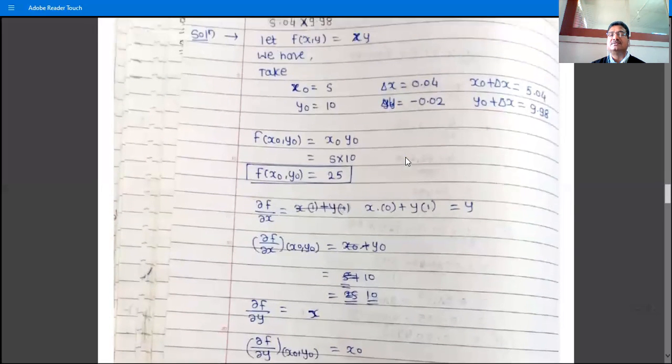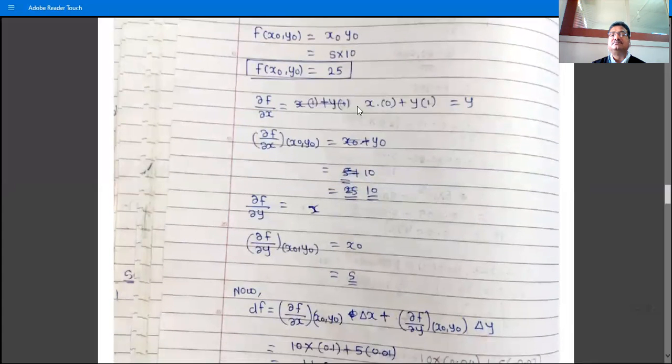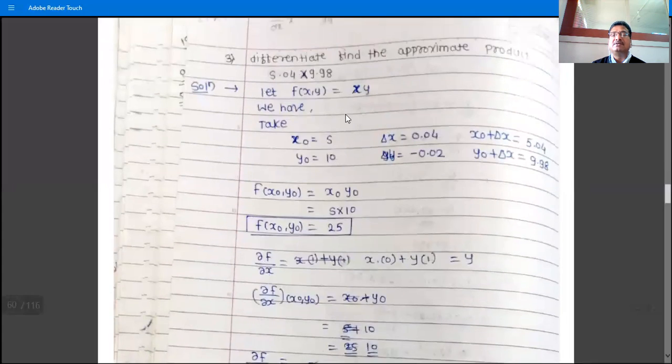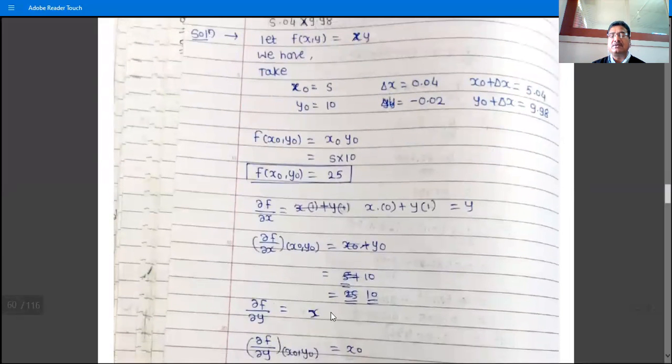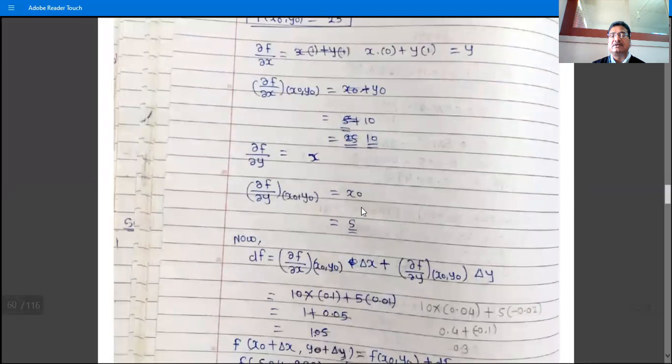Then ∂f/∂x, the derivative with respect to x, is what? ∂f/∂x is y, just y. Don't use the u into v rule, because the derivative is with respect to x, which means y is constant. And the derivative of x is 1, so the answer is y. And then ∂f/∂x at x naught, y naught is 10. Then ∂f/∂y, the derivative with respect to y, means x is constant and the derivative of y is 1, so the answer is x. Then the value at x naught, y naught is x naught, which means 5.